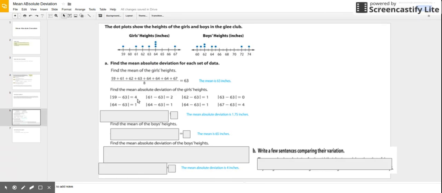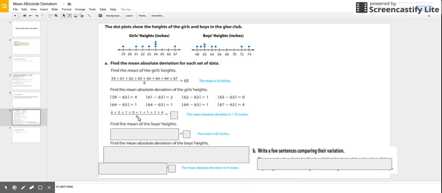So 59 minus 63 is 4. In other words, how far away is 59 from the mean? How far away is this girl from the average? Okay, so how far away is 61 from the mean? 2. 62 minus 63, 1. And you're just going to keep doing that for each of the values.